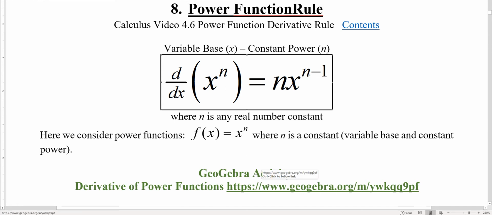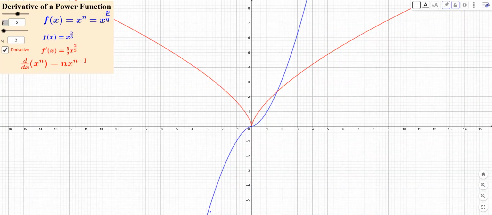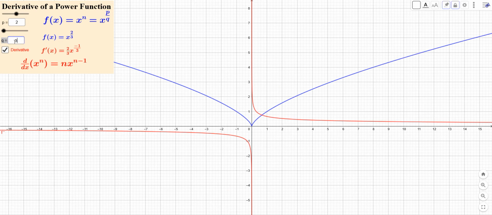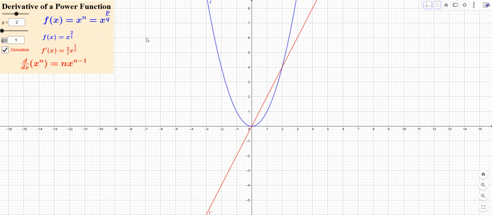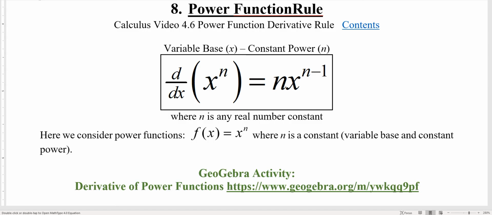Now I have this GeoGebra activity here that we can pull up, and here it allows us to experiment with this. For example, I can change to a good old easy one like y equals x squared, and the derivative is 2x to the first power, and so that's what that looks like. But I can also change the other powers here. I'm going to think of these powers as fractions, p over q, where we have rational powers. You could also have an irrational power as well, so we'll talk about that briefly as we go along here.